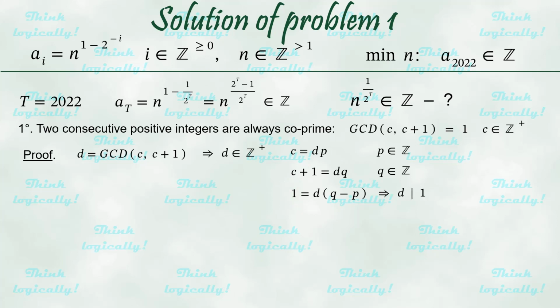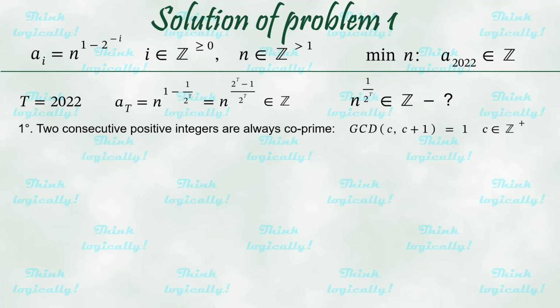However, number 1 has only one positive divisor, which is 1 itself. Therefore, d must be 1. But d is the greatest common divisor of c and c plus 1. Therefore, the greatest common divisor of c and c plus 1 is 1. The numbers are co-prime and statement 1 is proven.